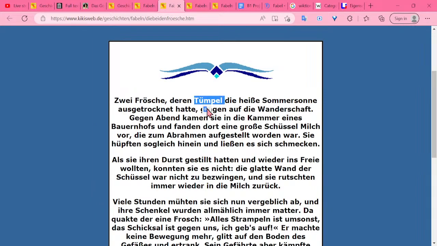Temple. Pond. Okay, they had a dry pond, and so they went ahead.